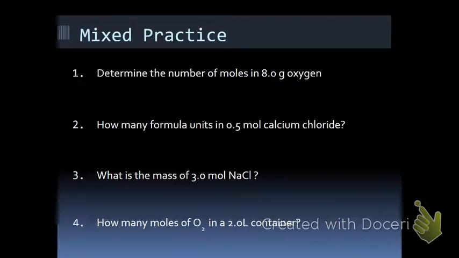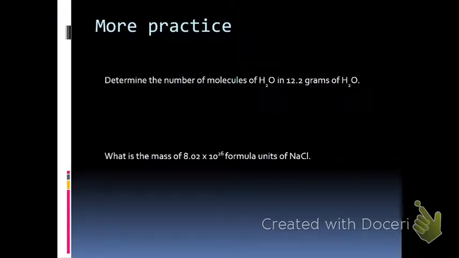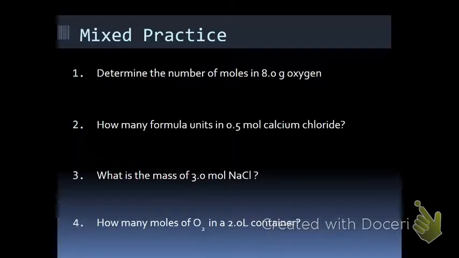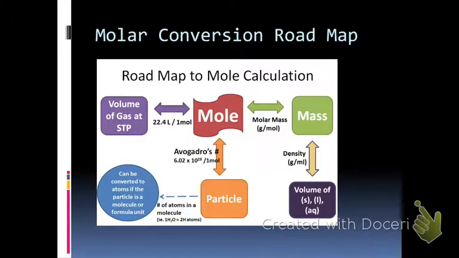So the first problem says to determine the number of moles in 8.0 grams of oxygen. So we first have to figure out the conversion factor before we do dimensional analysis. And what we want to do is determine the number of moles, and what we're given is the mass, right? So we're given 8.0 grams. We want to figure out the moles. So we're given the mass, which is right here, and we want to go to mole. So to get there, or to convert, we have to use molar mass.